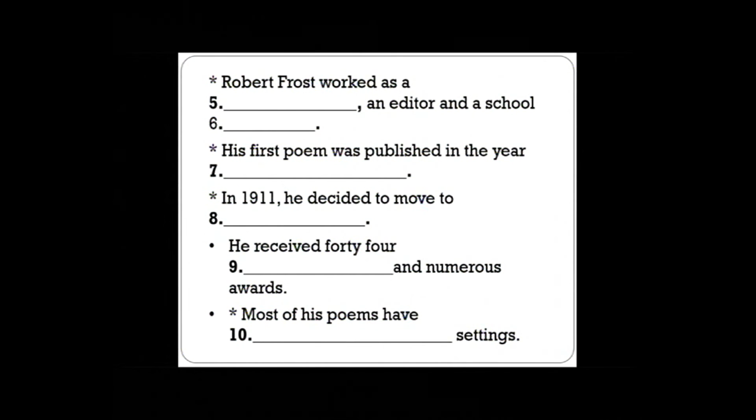Instead, he worked as a farmer, an editor, and a school teacher. He wrote in his spare time. His first poem was published in 1894. In 1911, he decided to move to England. His first book of poetry was published in England in 1913 and it was well received. He won the Pulitzer Prize for poetry 4 times. Throughout his life, he received 44 honorary degrees and numerous awards.